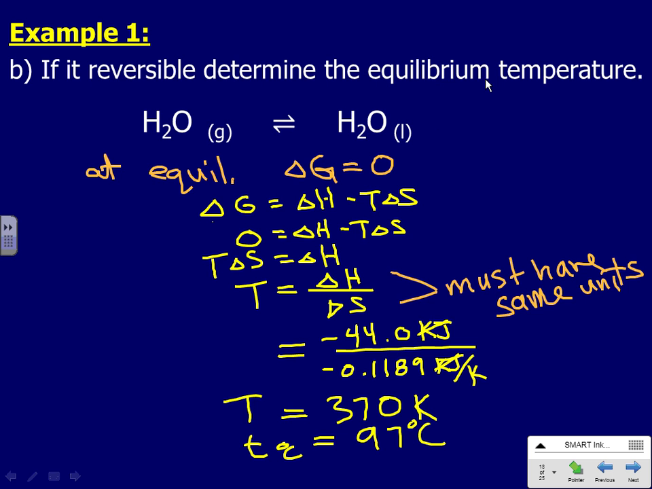So that's the equilibrium temperature. At that temperature, we've got condensation and boiling happening at the same time, just as fast as one as the other. It's boiling and it's condensing.